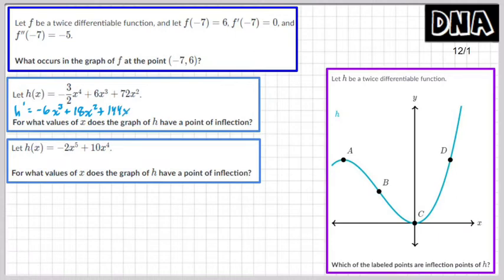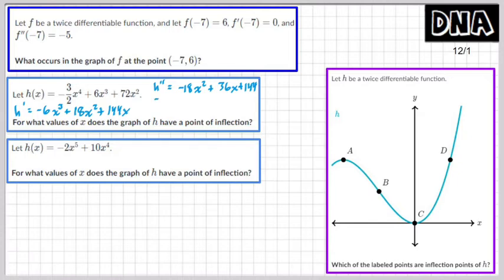I don't want that. I need a point of inflection, so I need to find h double prime. So I got to do the derivative again. So I have 18x squared plus, what is that? 36x plus, what's 2 times 72? No, that's not it. That's 144. All right, did I do everything else right? Yes. Okay, I'm going to pause here and let you guys try to find the rest.